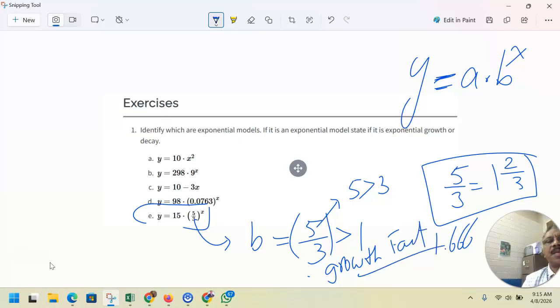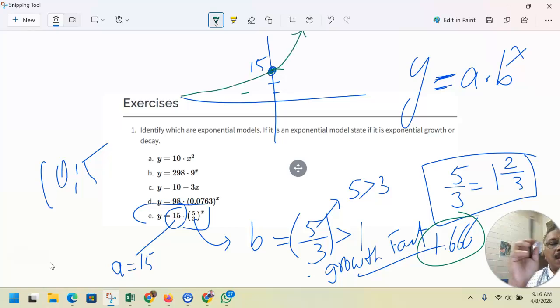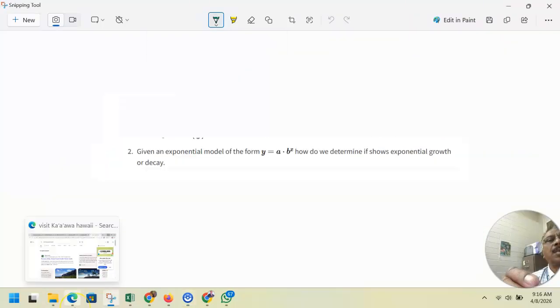Okay, so that means there is a growth. That means if we draw the x-axis and y-axis, this is where it starts. The initial point a equals 15, and this is when x is 0, which is 15. So if I take 5, 10, and 15 here, the graph will look like, even though this is 1.66, almost closer to 1.5, it starts here and the graph goes something like this. Okay, let's move to the next question.